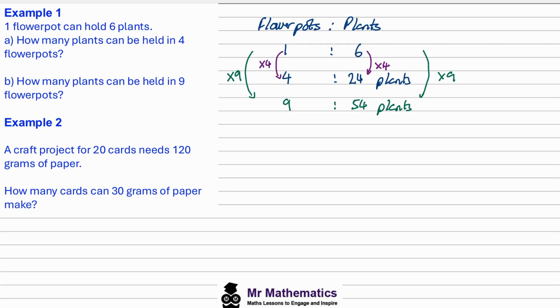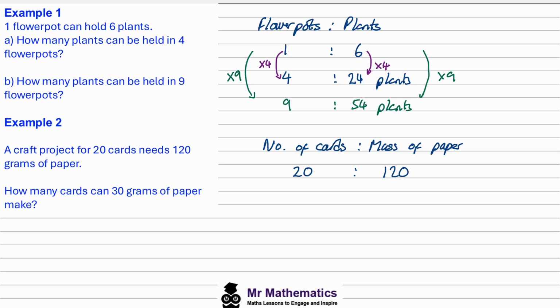In example 2, we're told that a craft project for 20 cards needs 120 grams of paper. So what do you think the ratio will be? We'll have the number of cards, in this case 20 cards, to the mass of a paper, which is 120 grams.